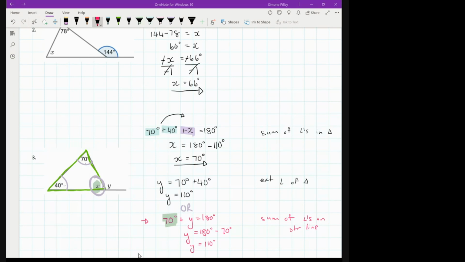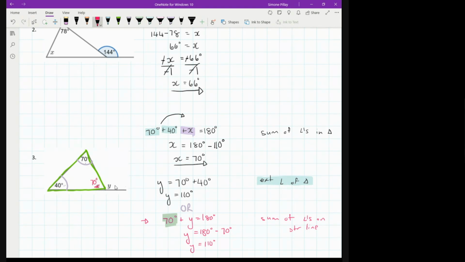Ma'am, I'm a bit confused as to why, when we had to solve y, we didn't say 70 plus 40 plus 70, because we found the value of x? Because remember, I did not use sum of angles in a triangle. I used the rule, which is exterior angles of a triangle. So now we know this is 70.